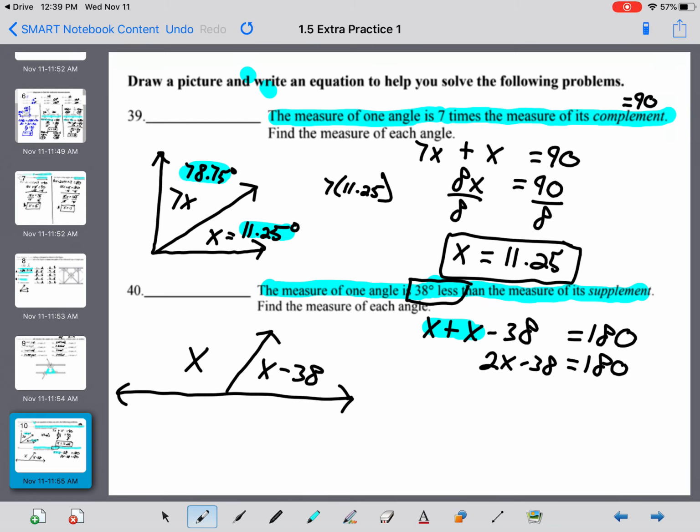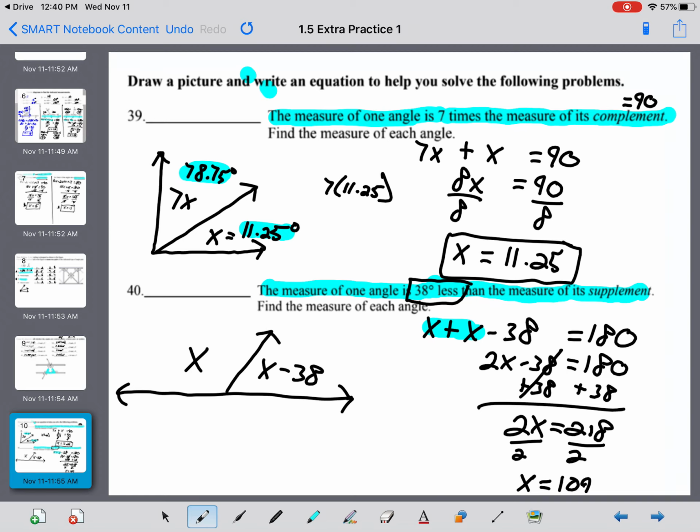I am going to add 38 to both sides, and we get 2x equals 218. I'm going to divide 218 by 2, and x equals 109 degrees.